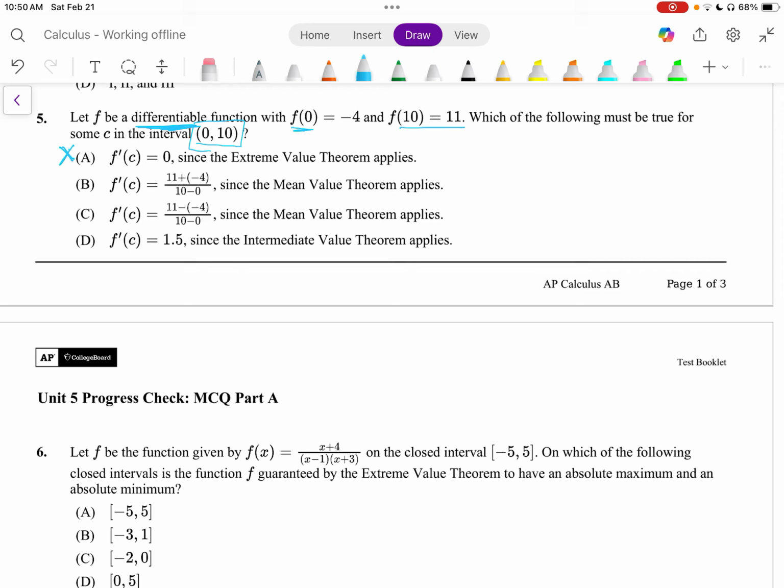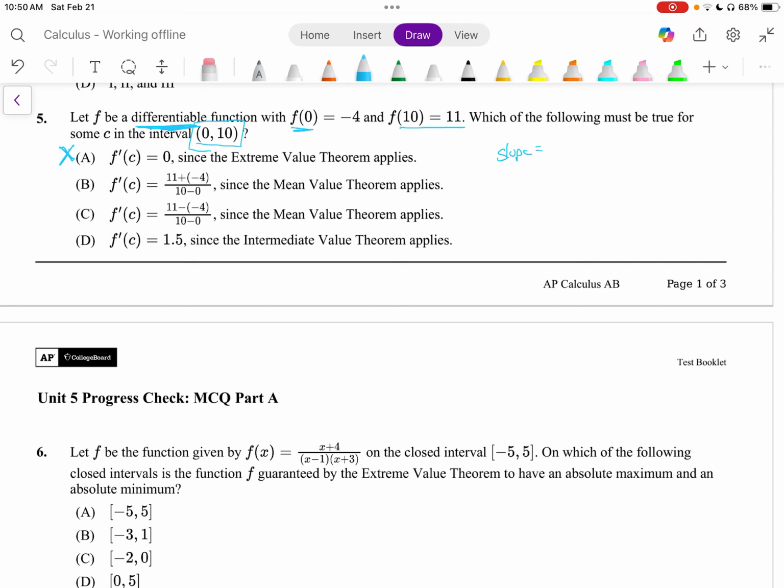Part B, the derivative of c equals 11 plus negative 4 over 10 minus 0. Since the mean value theorem applies, that could be true. So let's look into this. We have the slope.